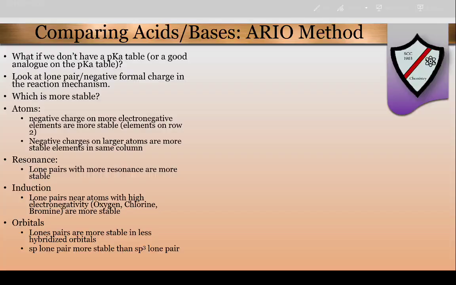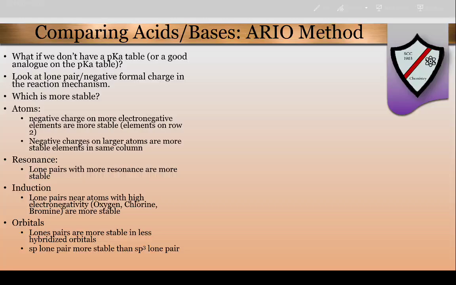And we can use that to predict the position of equilibrium as well, where we always predict that equilibrium will favor a more stable lone pair or negative charge. And again, we do this with a method called the ARIO method, and it stands for atoms, resonance, induction, and orbitals. And we are going to consider each of these things in order to try to determine how stable a particular negative charge is. And of course, we'll take a look at some examples.